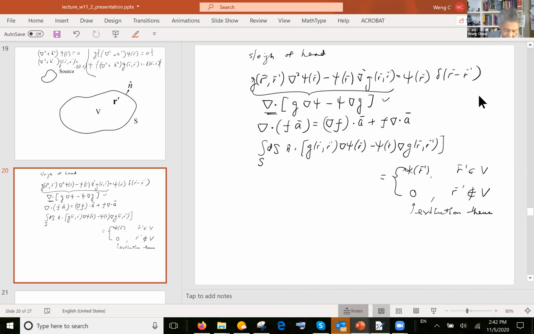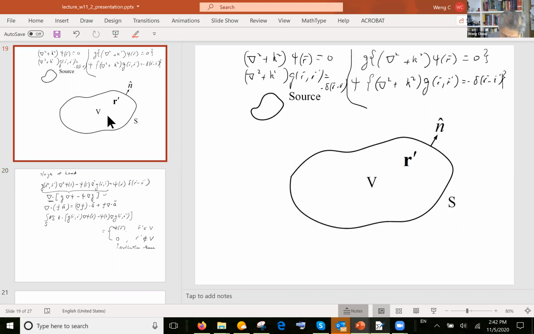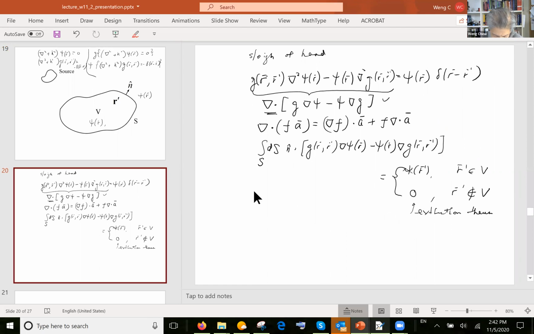Which means that the original problem, where I have psi of r everywhere and then I have some source, can be replaced by a problem where the field is 0 outside, the field is equal to its original value inside, but I will have to put some sources. This is the same as putting sources on the surface S. And there are two kinds of sources here. One is a source that radiates like this. The first one is a Green's function.